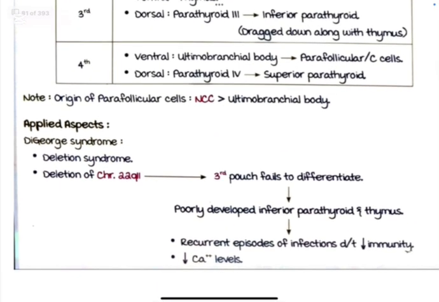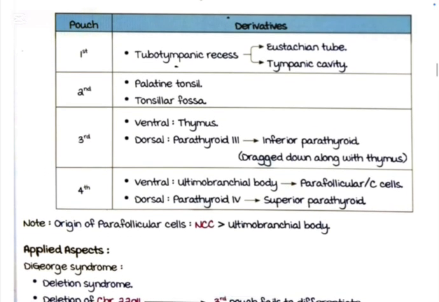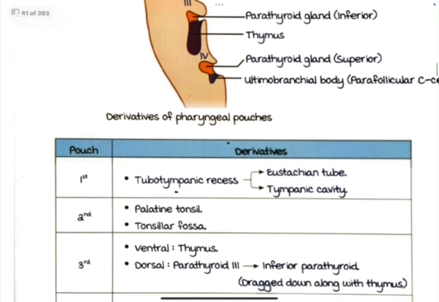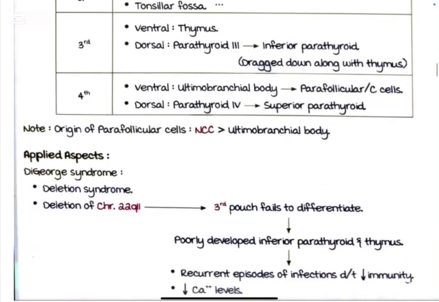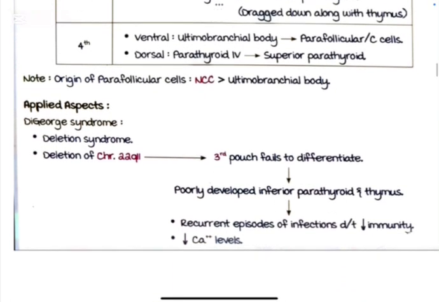Origin of parafollicular cells, neural crest cells more than ultimobranchial bodies. Applied aspects, DiGeorge syndrome, deletion syndrome, deletion of chromosome 22q2. Third pouch fails to differentiate.